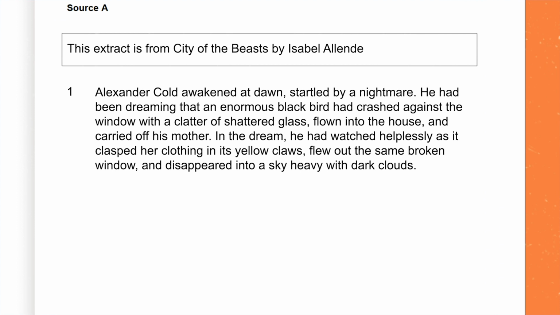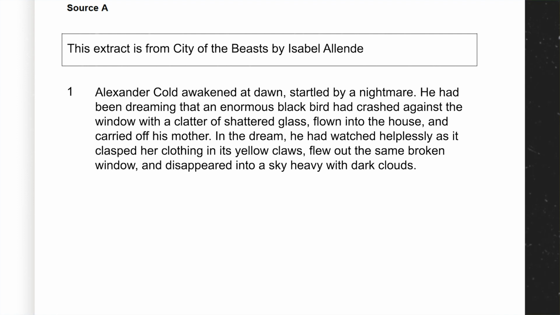Alexander Cold awakened at dawn, startled by a nightmare. He had been dreaming that an enormous black bird had crashed against the window with a clatter of shattered glass, flown into the house, and carried off his mother. In the dream, he had watched helplessly as it clasped her clothing in its yellow claws, flew out the same broken window, and disappeared into a sky heavy with dark clouds.